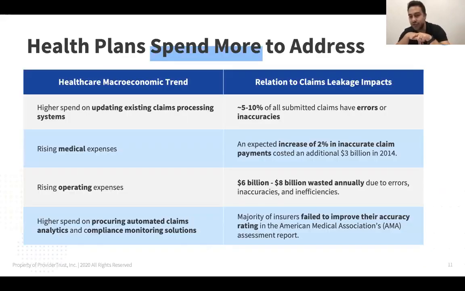And the last trend, just macroeconomic here, is health plans are spending more to address this problem. Most of you on the call today work at a health plan. You certainly know this well. I won't read through all of the things on the slide, but the macroeconomic trends are on the left and the relation to claims leakage impacts are on the right.